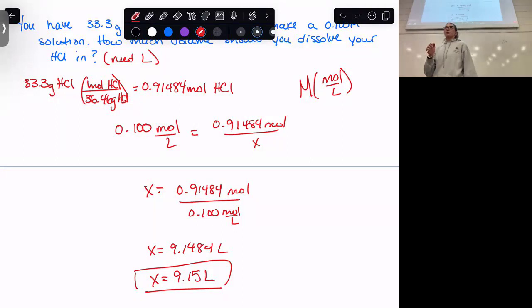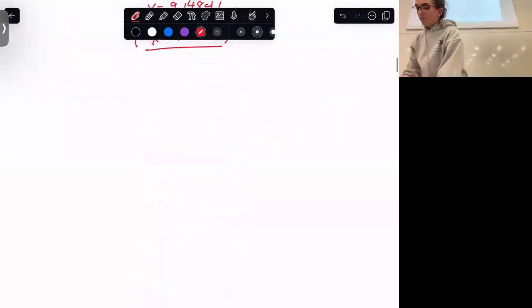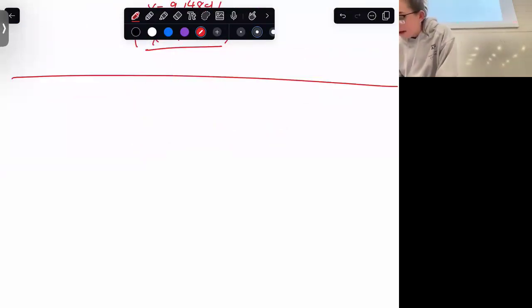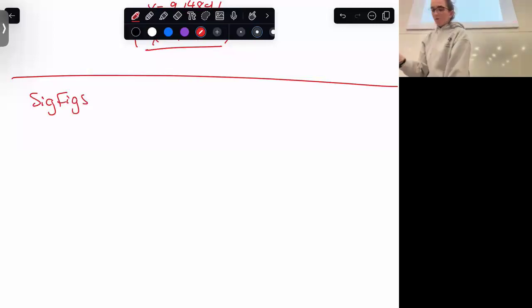Alrighty, what else? Okay, this is going to seem a little rudimentary, but could you go over some of the basics of sig figs? Because I still get a little confused. Yeah, absolutely. I promise they will become second nature after a while.